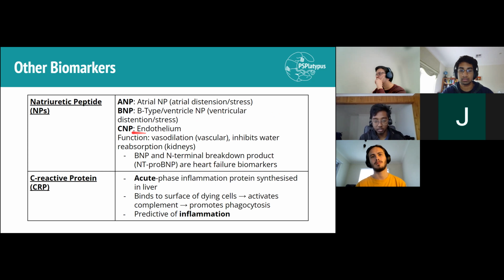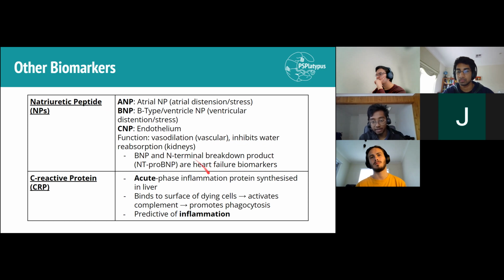And then we have CNP as well, which is mostly released by the endothelium. But the function really is vasodilation and inhibiting water reabsorption, so that reduces blood pressure. Reabsorption is when the kidneys bring water back into the blood. By inhibiting water reabsorption, we allow for water to be released in the urine, which decreases the volume of the blood, which decreases the blood pressure. And obviously, vasodilation would decrease the resistance to blood flow, which decreases blood pressure.